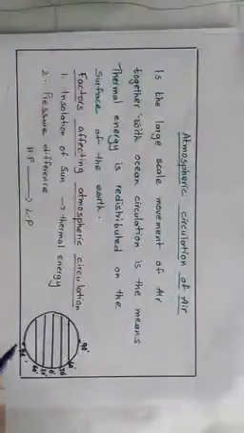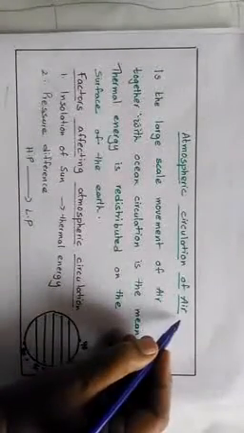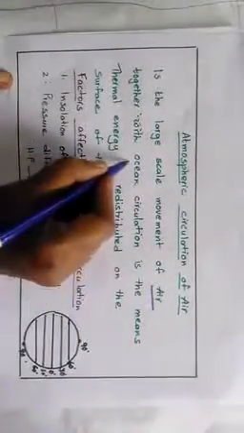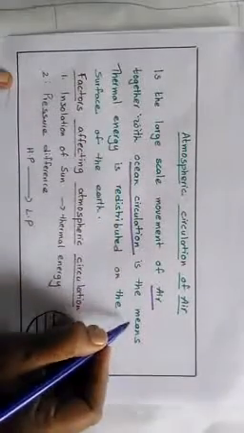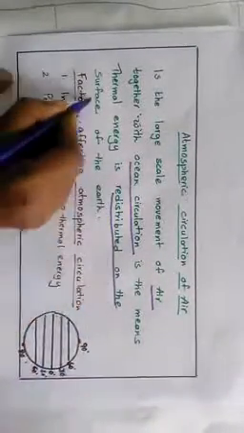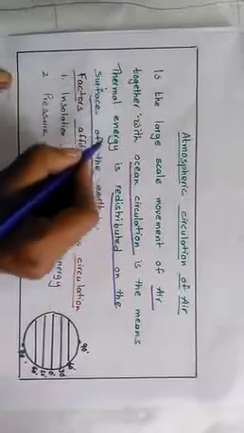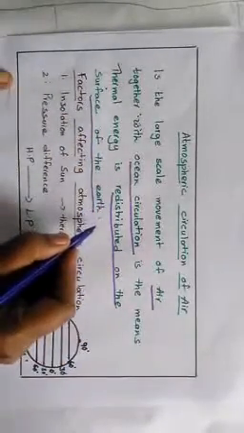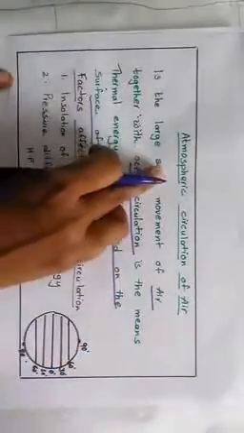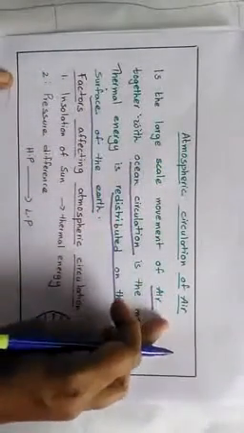So what is atmospheric circulation of air? It is the large scale movement of air which, together with the ocean circulation, means the thermal energy is redistributed on the surface of the earth. How the thermal energy is redistributed on the surface of the earth we discuss in this chapter. It is also called the atmospheric circulation of the air.